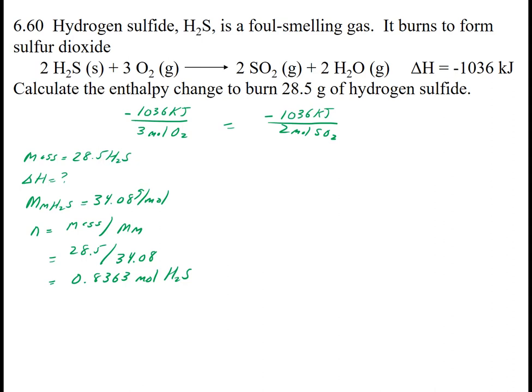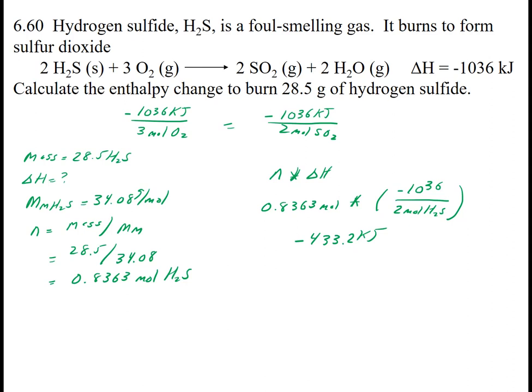Okay, and then the second step was I want to get just kilojoules and to cancel out this, so it's going to be n times the delta H, so it's going to be 0.8363 moles times the negative 1036 divided by, the coefficient here is 2, so 2 moles of H2S. And so I'm going to take this times that divided by 2, and when I do that, I get a negative 433.2 kilojoules.